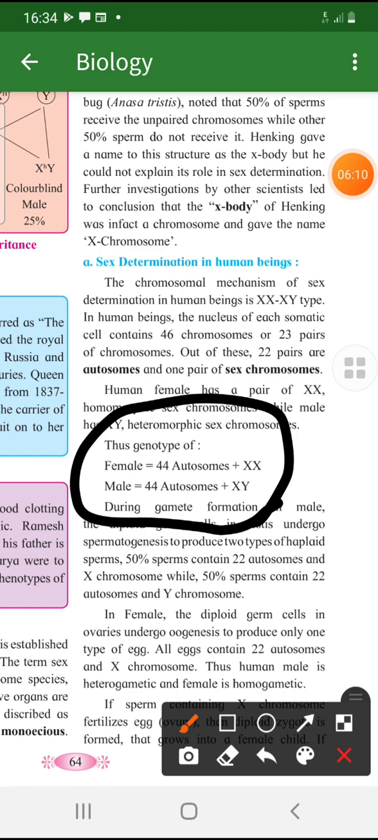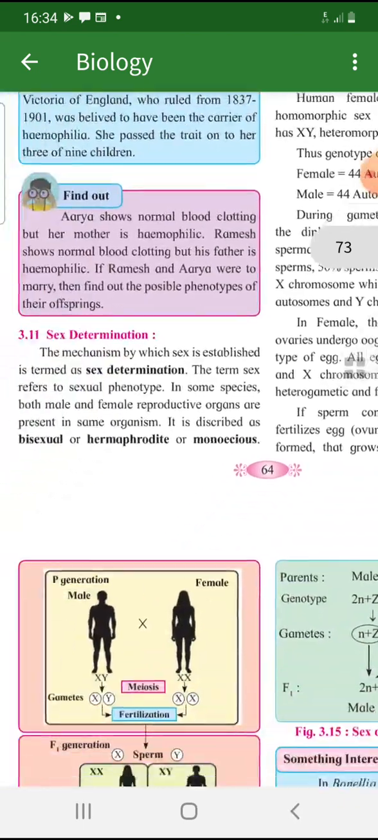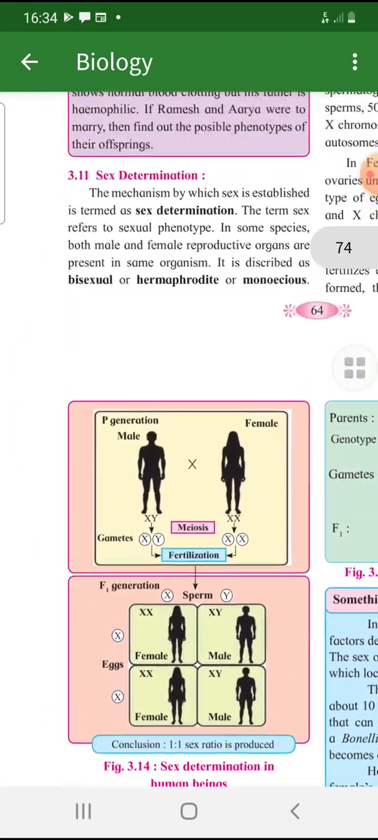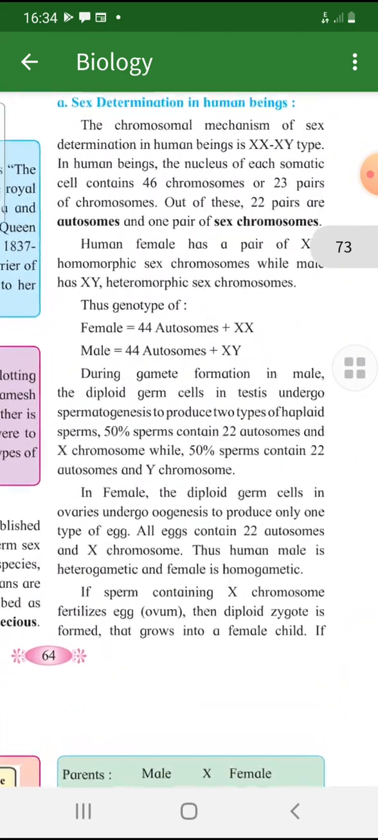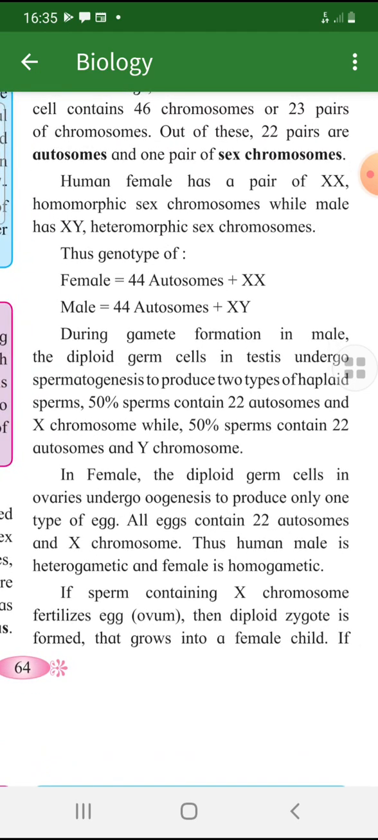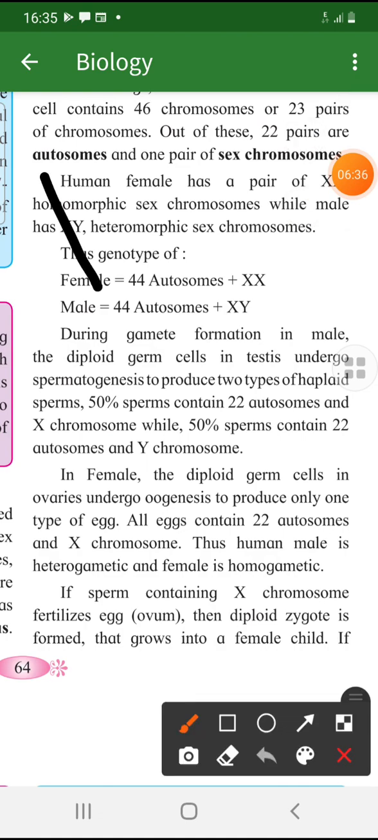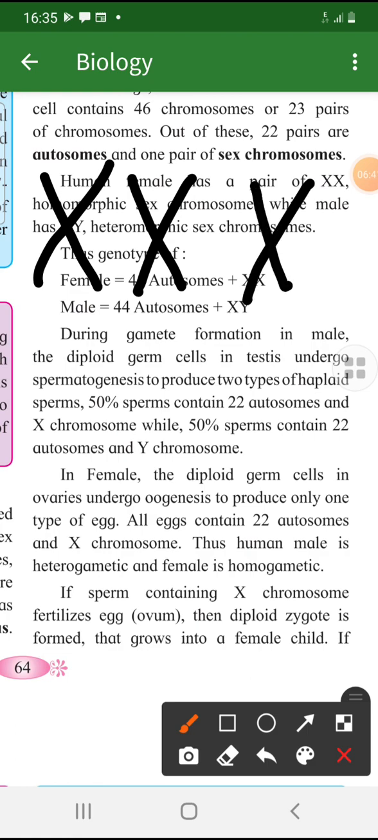Now how does the question come in the exam? First we'll just understand it here only. How would the sex of a child be determined, and who is responsible for the sex of the child? Let's see, I'm just drawing. All the crosses done so far, you know how to write the parent. Let's write female crossed with male.